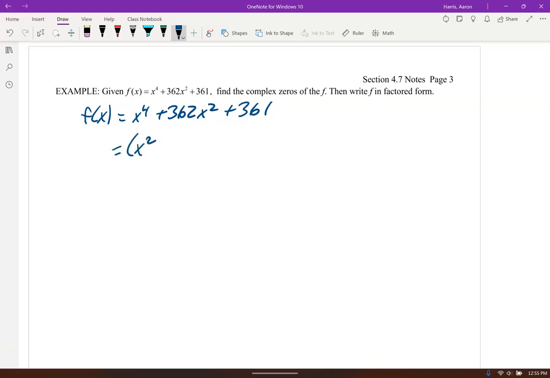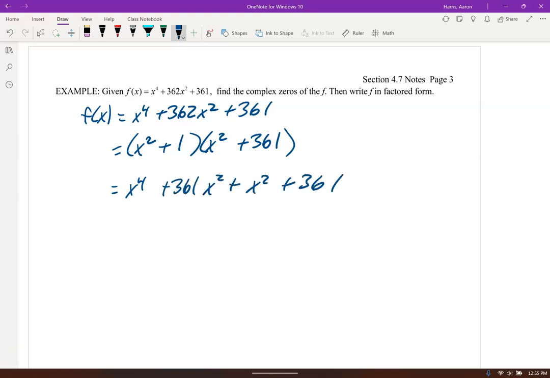So you'd have x squared and x squared. And then in this case, it'll be +1 and +361. If you notice, if you multiply that back, you get x to the 4th plus 361x squared plus 1x squared plus 361, which is what we started with: x to the 4th plus 362x squared plus 361. Okay.